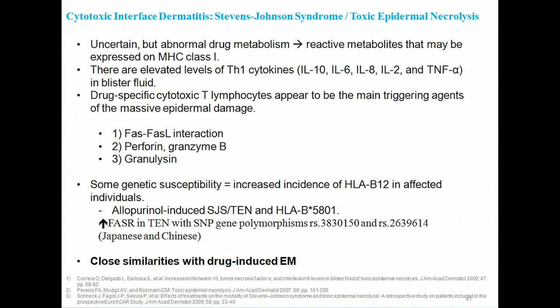It's uncertain, but what's thought to happen is that there's abnormal drug metabolism resulting in drug metabolites that may be expressed on MHC class I molecules. There are elevated levels of Th1 cytokines, and drug-specific cytotoxic T lymphocytes appear to be the main triggering agents of the massive epidermal damage through three mechanisms: FAS and FAS ligand, perforin, granzyme B, and granulysin. There's some genetics involved here too, with increased incidence in HLA-B12 individuals. Allopurinol is associated with certain HLA types, as well as populations within Japan and China who have been found to have increased FAS receptor on the keratinocytes due to SNP gene polymorphisms.